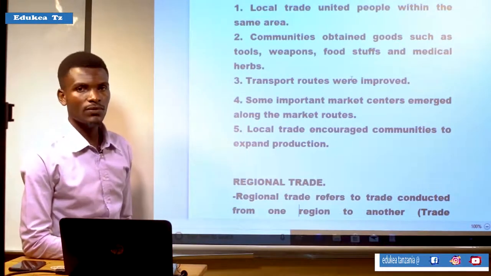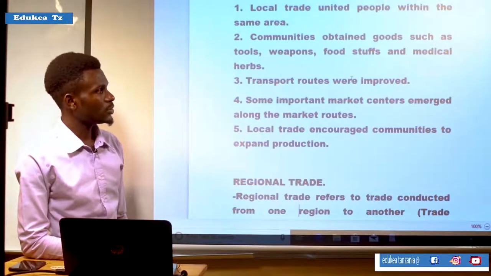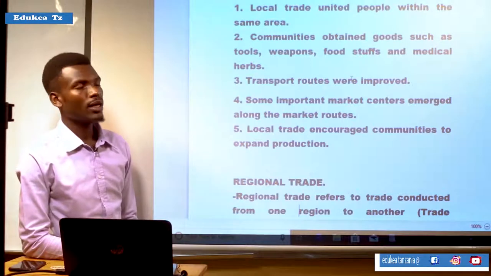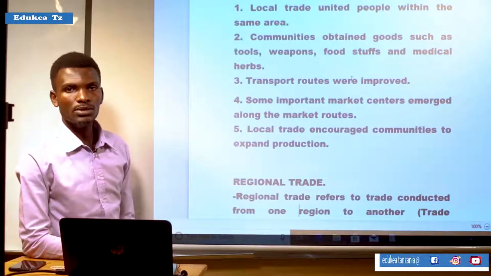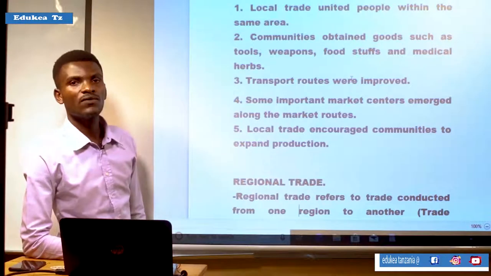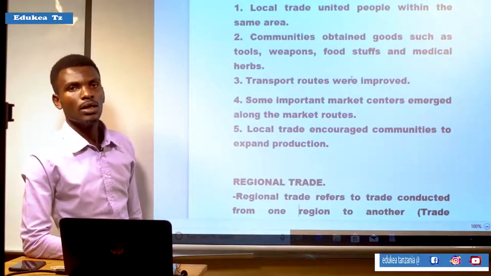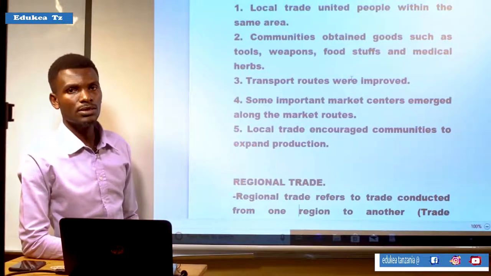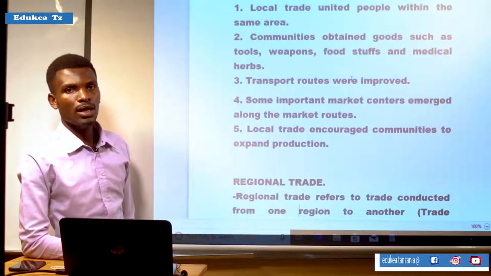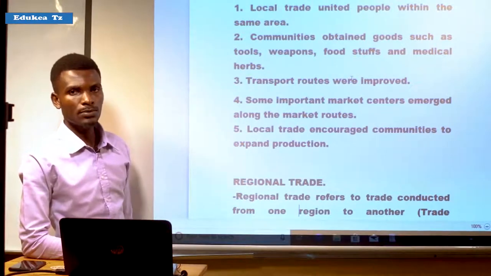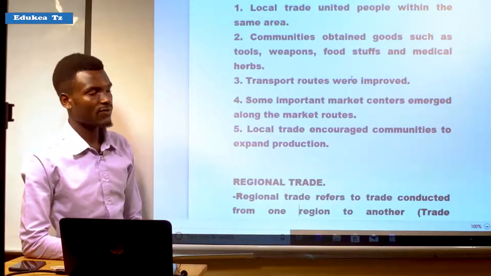Another impact of local trade was that transport routes were improved. The trading activities were accompanied by the use of trade routes, which traders used as ways of moving from one place to another within the same geographical area.